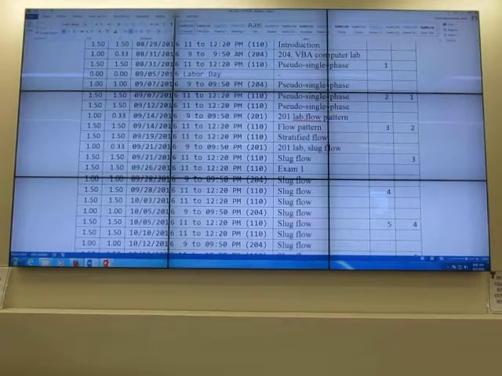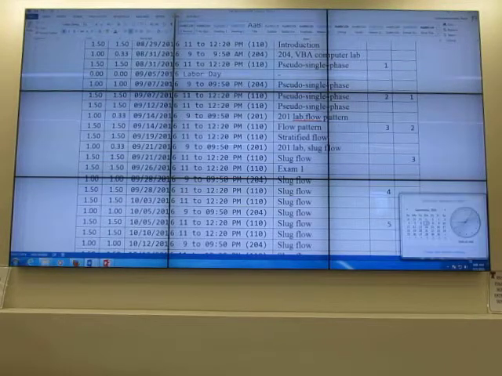Well. Look at this. 9 to 9:50, pseudo single phase. Can you text him or call him? He still has time to come until 9:30. After that, he can still come. Do we want to talk to him? No, I don't want to.